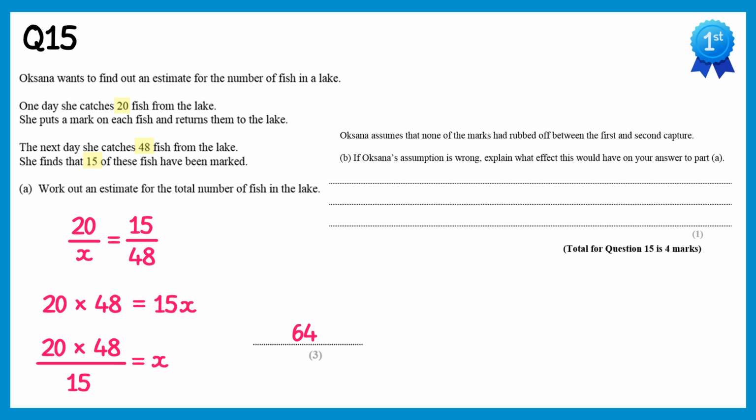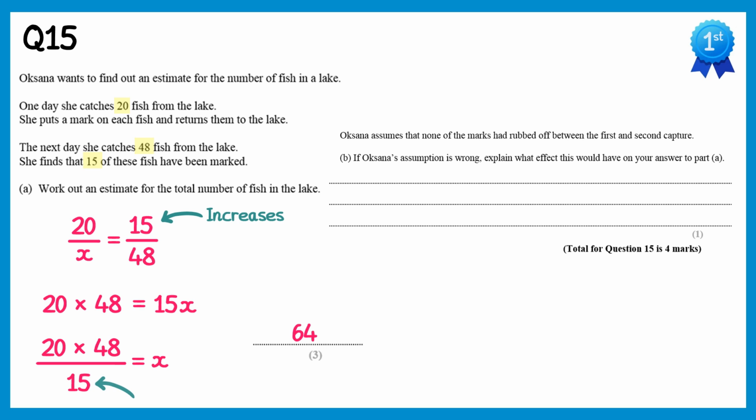If Oksana's assumption is wrong, then some of the marks have rubbed off. On the second capture, 15 of the fish that she caught were marked. If some of the marks have rubbed off though, then this number in reality may have actually been higher. So this number could increase.